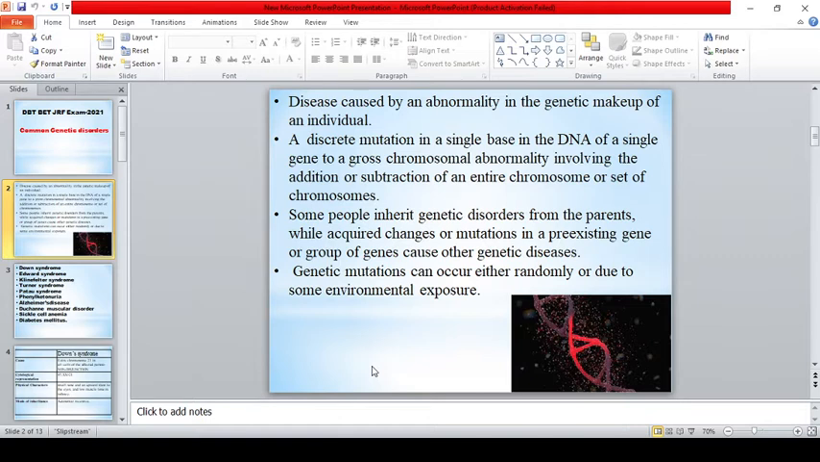Some people inherit these genetic disorders from the parents, while some acquired changes or mutations in a pre-existing gene or group of genes cause other genetic disorders. So genetic mutations can occur either randomly or due to some environmental exposure.